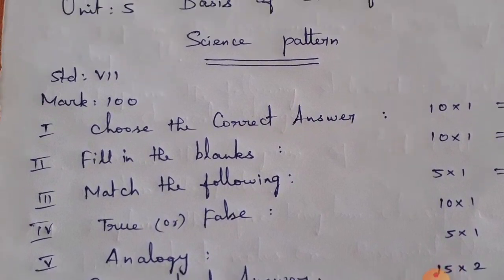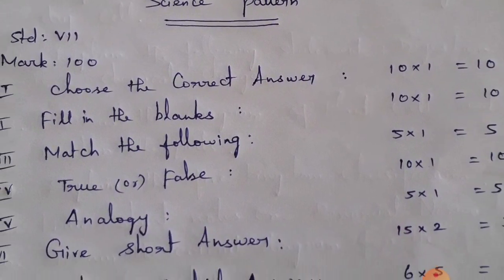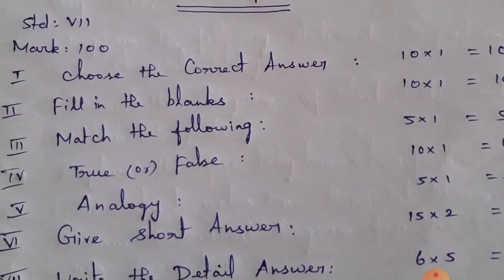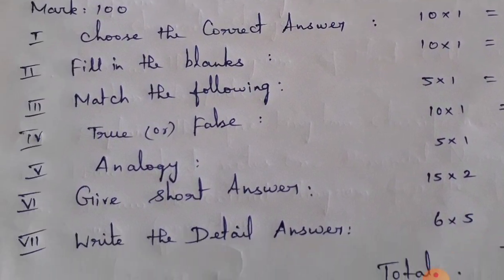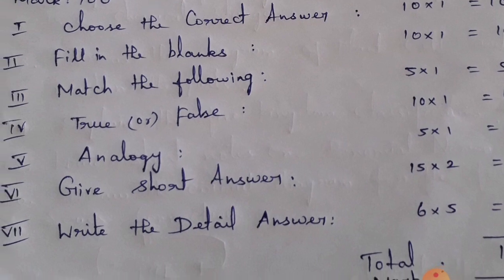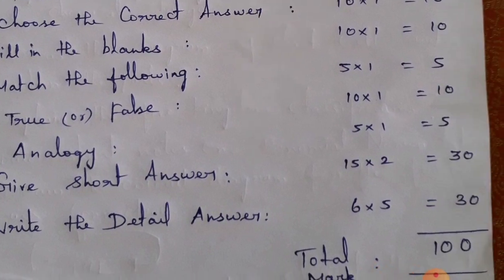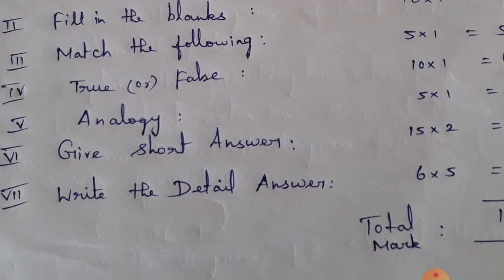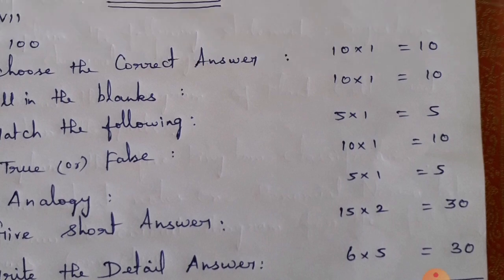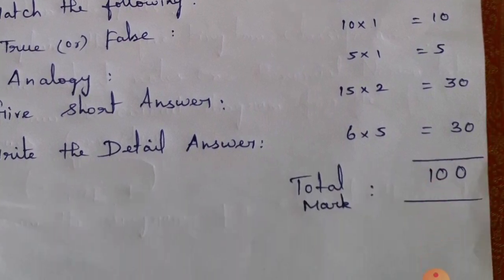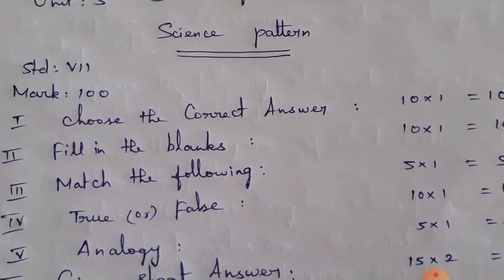And you know the pattern, children. Choose the correct answer 10 marks. Fill in the blanks 10 marks. Match the following 5 marks. And true or false 10 marks. And analogy is 5 marks. Give short answer 15 questions, okay? 30 marks. So finally, detailed answers 6 questions, 5 marks, so totally 30 marks. So overall 100 marks. Okay, this is your portion and pattern, children.